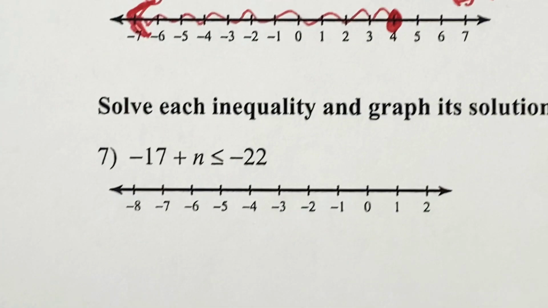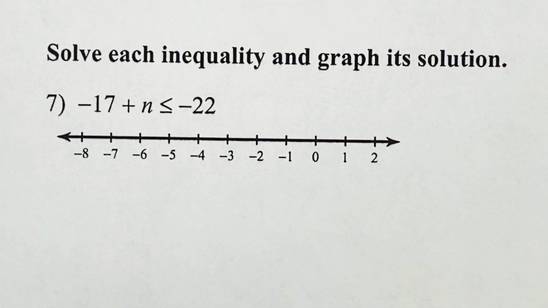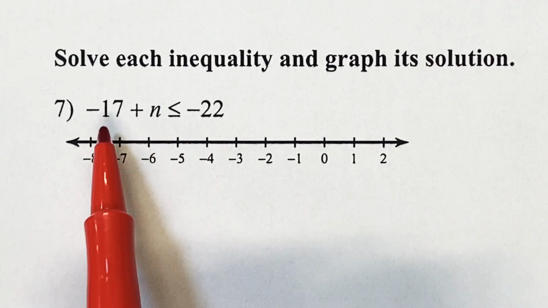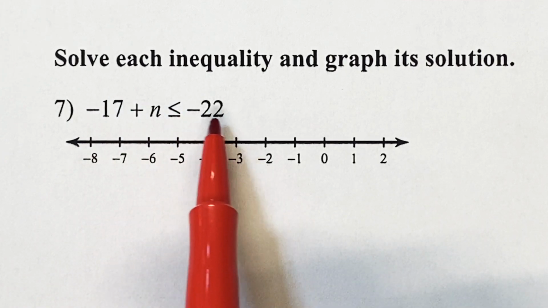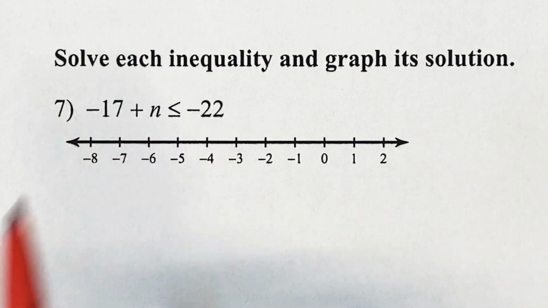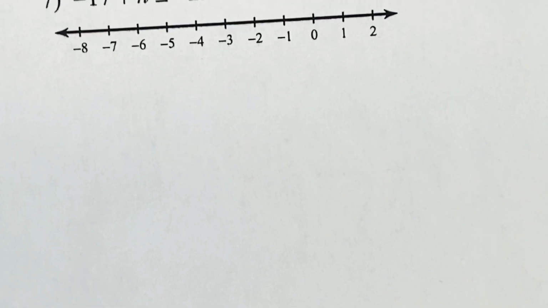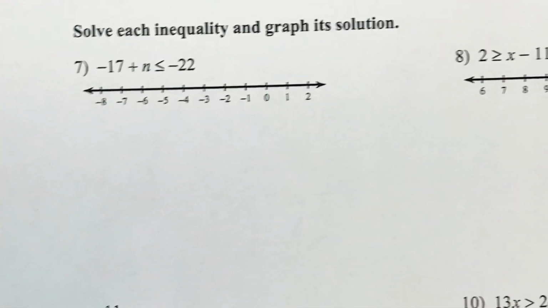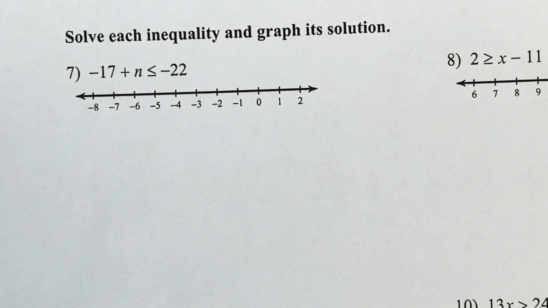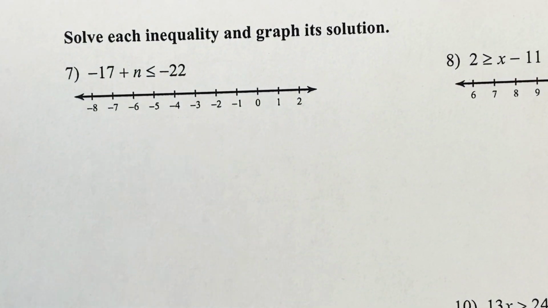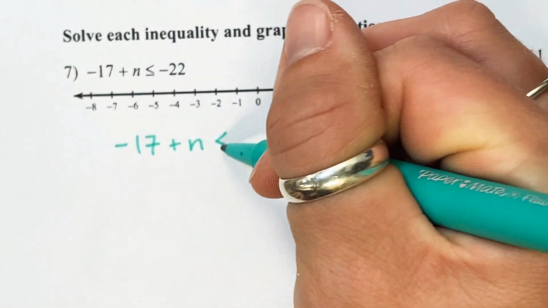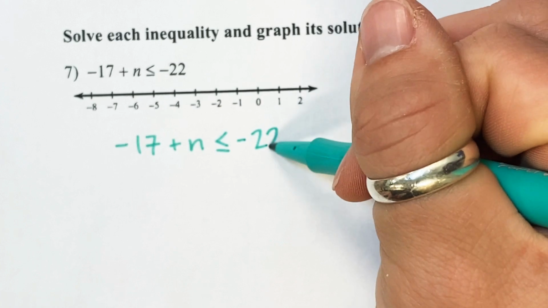So now let's look at number 7. Our directions say to solve each inequality and then graph its solution. Okay, so notice we can't just say n is less than or equal to -22 because we also have this -17 right here. So what I'm going to do is underneath here, let me zoom out just a little bit so you can see. Okay, underneath I'm going to rewrite this and we're going to solve it. Okay, so I'll do it in this color. So -17 plus n is less than or equal to -22.